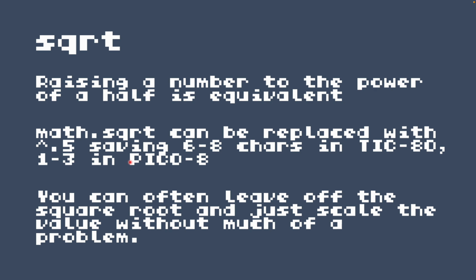And again, another optimization is you can just leave off the square root and just scale the value without much of a problem. You might need something to be the distance, but it might not need to be the distance. You might just need to know if something is further than something else, in which case you won't have to use the square root to find that.